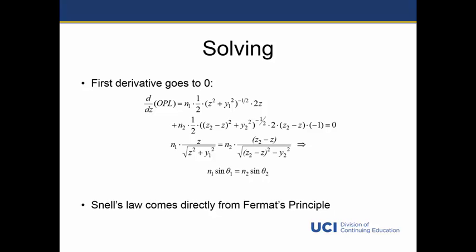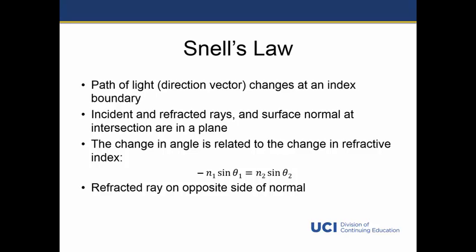So Snell's law tells us that the path of light, its direction vector, changes at an index boundary. The incident ray, refracted ray, and surface normal at the point of intersection all are located in the same plane. The change in angle is related to the change in refractive index, so n1 sine theta 1 equals n2 sine theta 2, or n1 over n2 sine theta 1 is equal to sine theta 2, because at an intersection this is our only unknown. And the refracted ray will be on the opposite side of the surface normal.